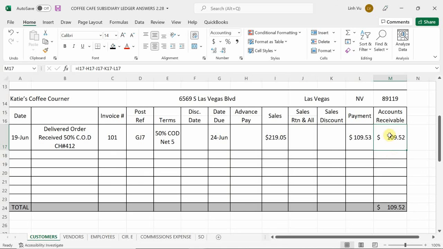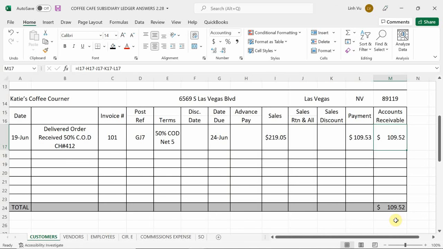So I can take that formula and copy all the way down if I'd like. Okay, so there you go. I popped her into my customers subsidiary section here under the customers.